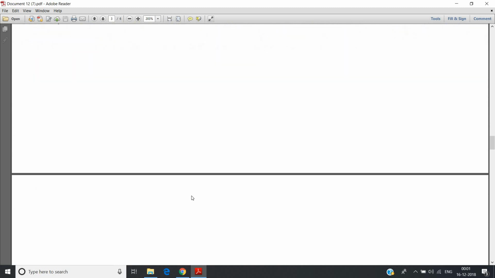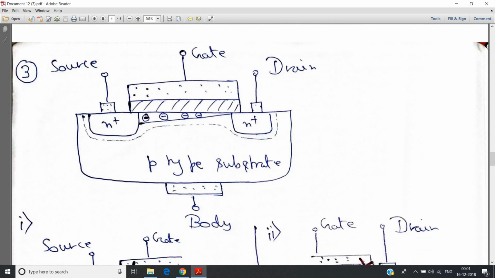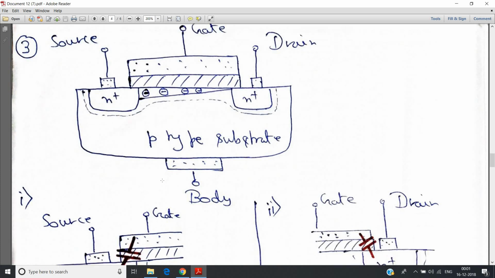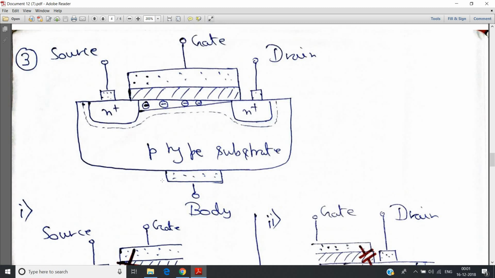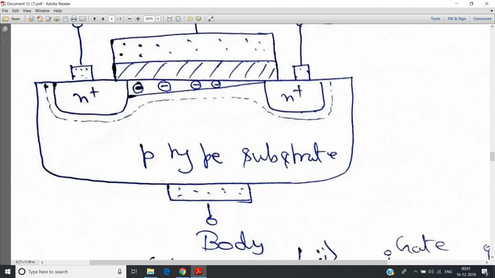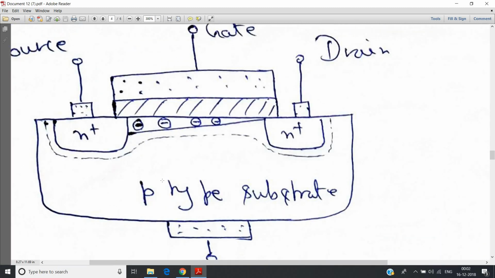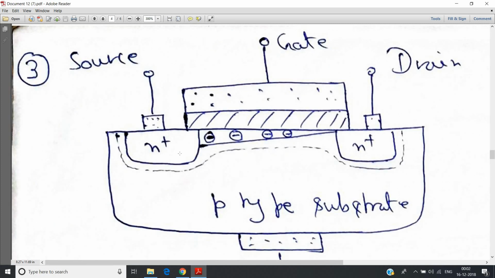Now let us go to another capacitance. See carefully, same picture we are considering, just draw the biasing if you want. With the gate, positive voltage is connected. With the drain, positive voltage is connected. Body is basically grounded, source is shorted with body, or basically we can indirectly say that the source is grounded. To see what will happen, you have to observe this picture very carefully, then you will clearly understand.